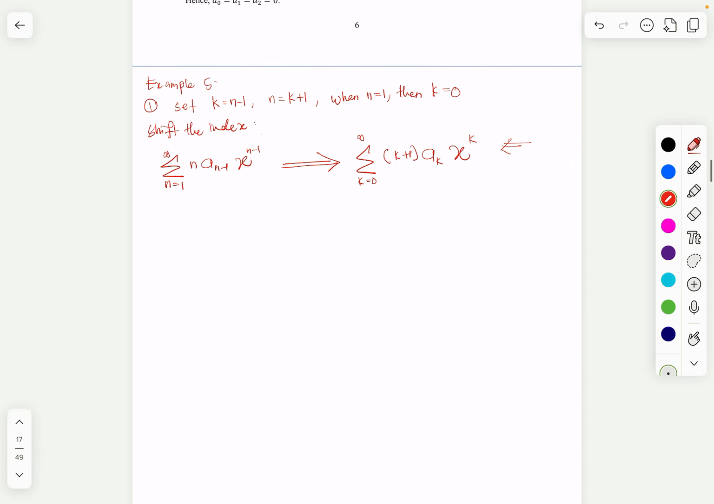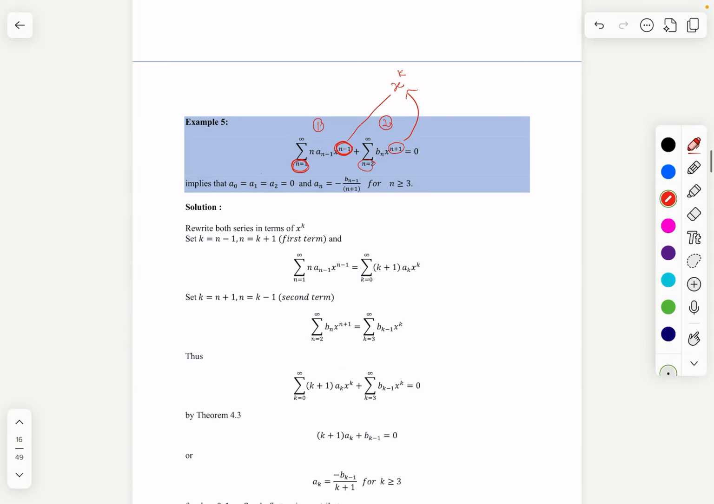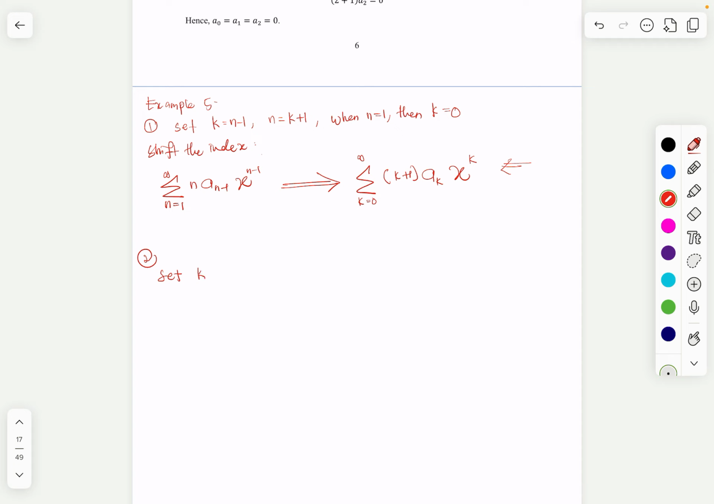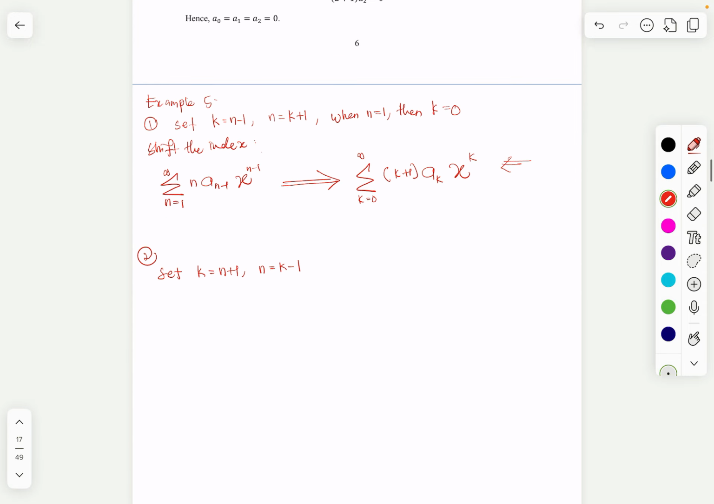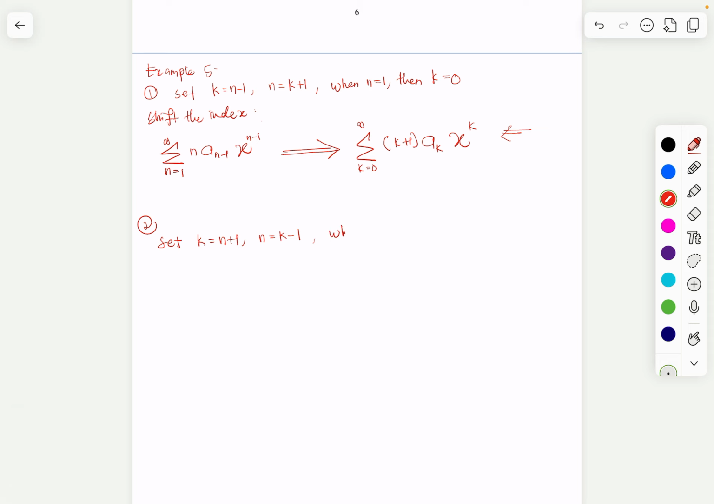Okay, we do the second part. For the second part, what can be set? We have the power of n plus 1, so we want to set it to be just the power of k. So we set k equals to n plus 1. And then for sure, n becomes k minus 1. The n for the second part starts from n equals 2. So what about k? When n equals 2, then k equals 3, because you substitute n equals 2, 2 plus 1, k is 3.